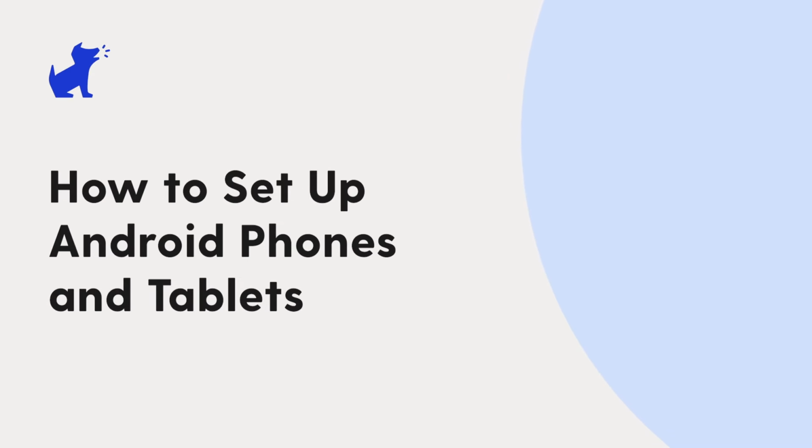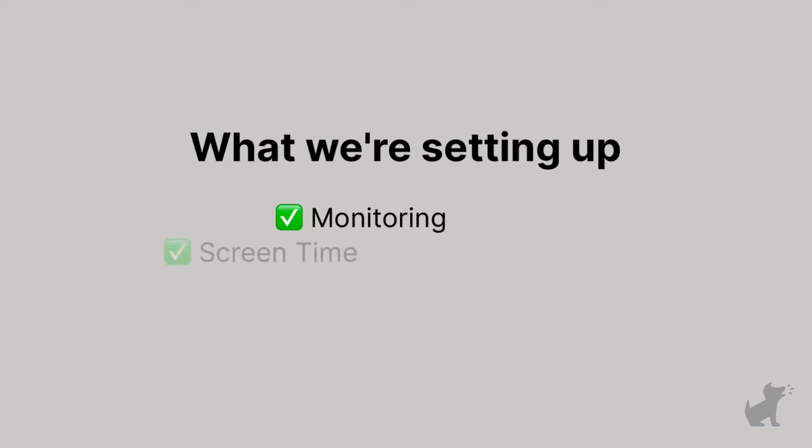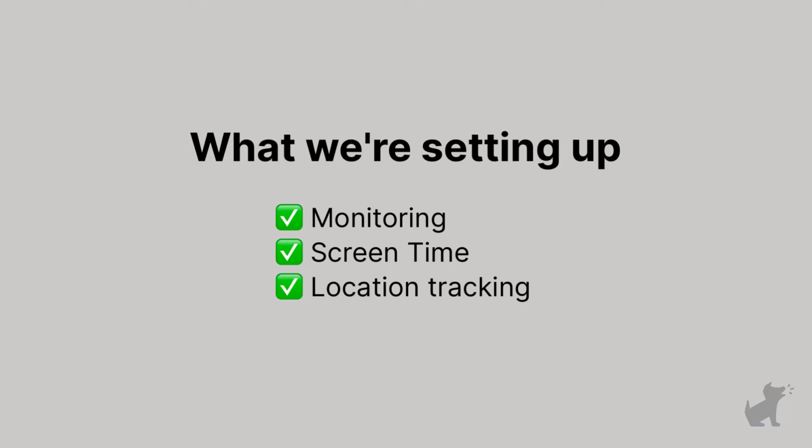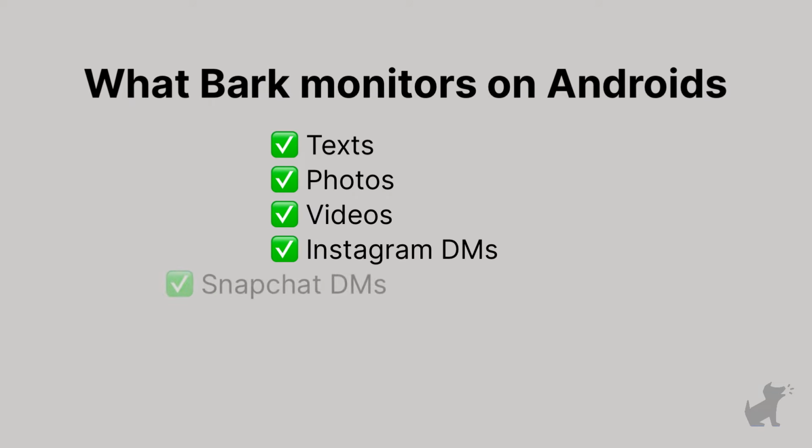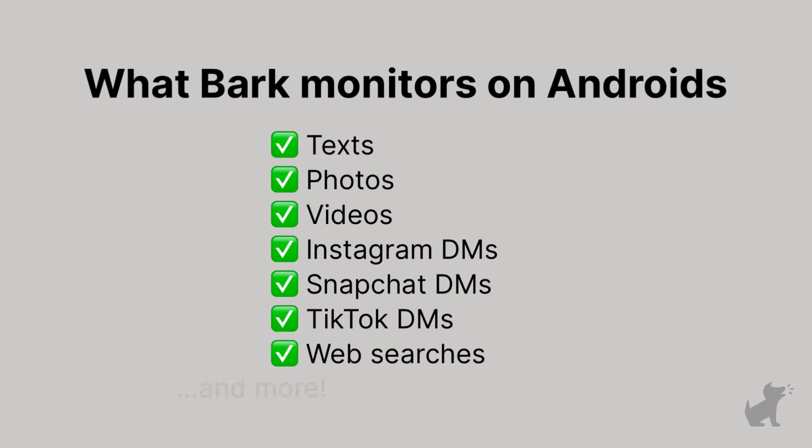Today we're going to be talking about setting up Android phones and tablets. And when we do, it'll enable the monitoring, screen time and web filtering, and location tracking features. When it comes to what Bark monitors on Androids, this includes texts, saved photos, saved videos, Instagram DMs, Snapchat DMs, and some other stuff like that.